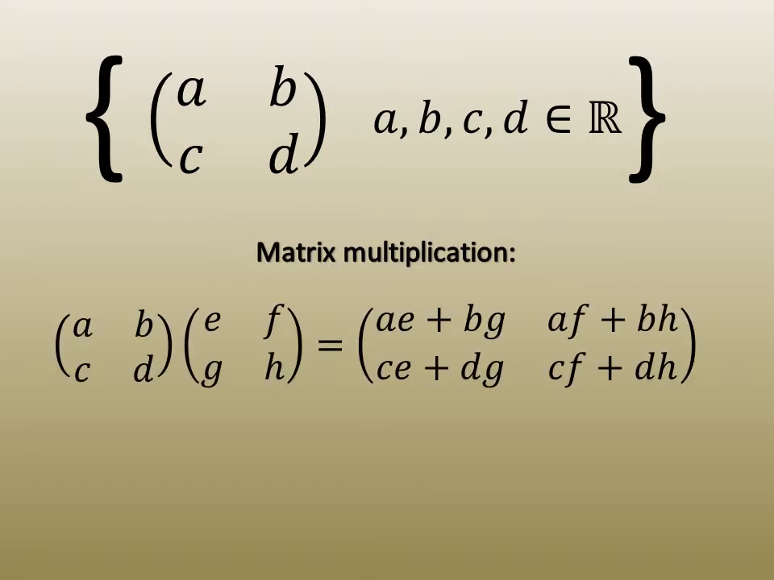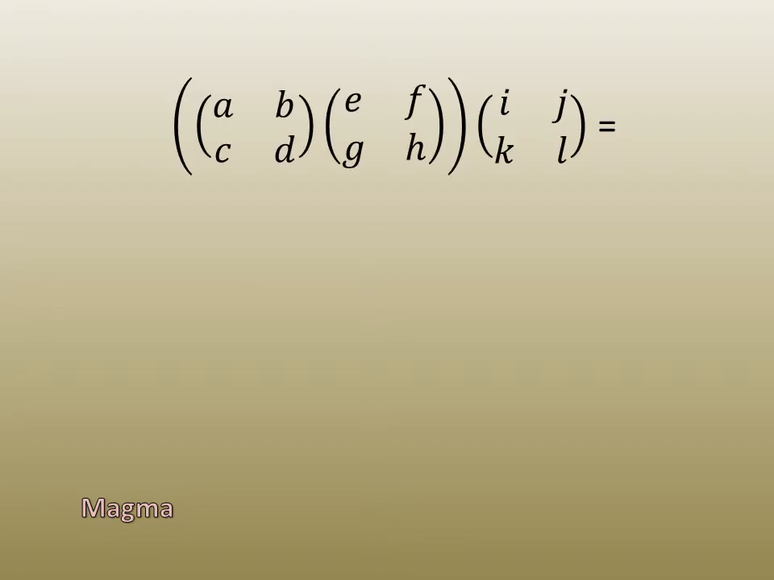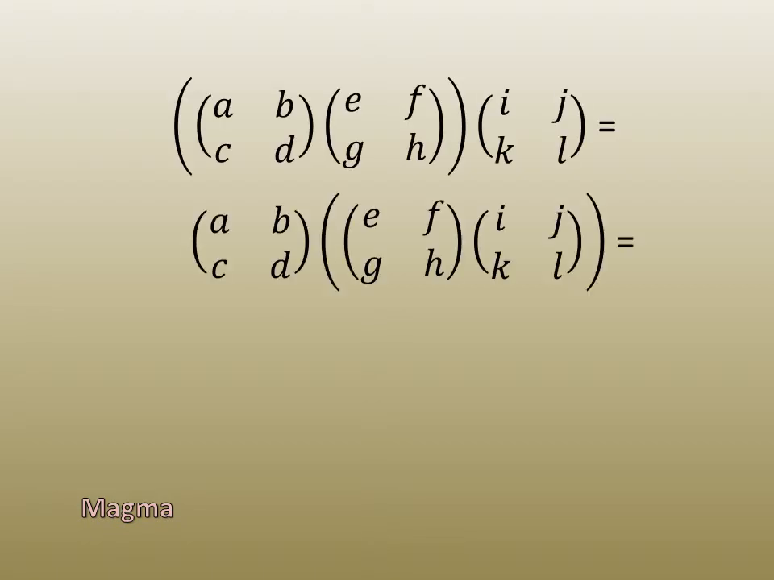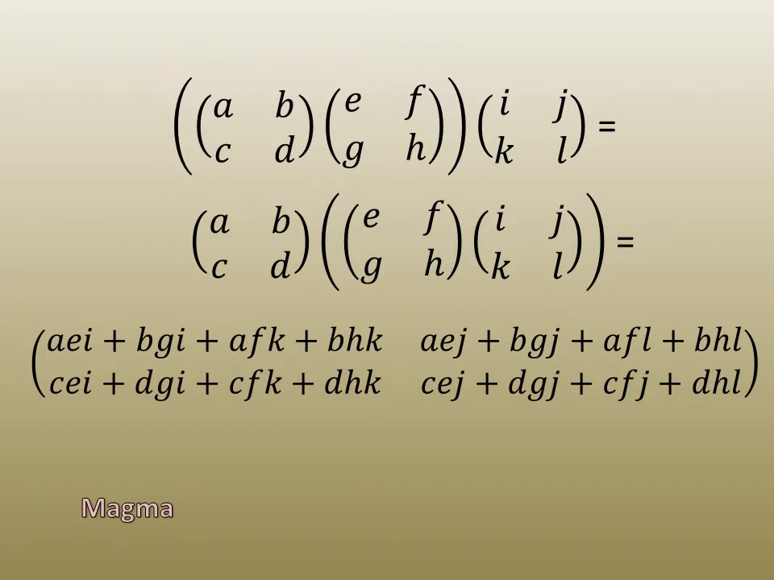Given that the real numbers are closed under addition and multiplication, and looking at the definition, it is clear that the algebraic structure is closed. In the case of 2 by 2 matrices, matrix multiplication can be proved to be associative by direct algebraic computation. So we have a semigroup.